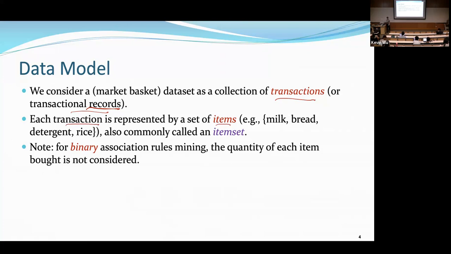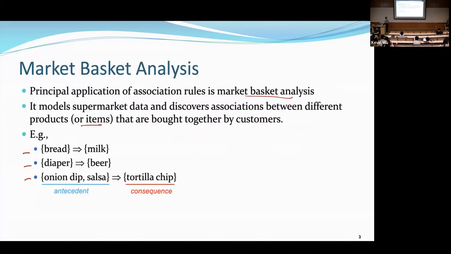Now, in our context, we also call a set of items an item set, for short. This is a term that's typically used in the literature. Notice that in our discussions, at least for this chapter, we focus on binary association rule mining. That is to say, the rules that we're going to discover will look something like this. In terms of the antecedent or the consequence, they're just sets of items.